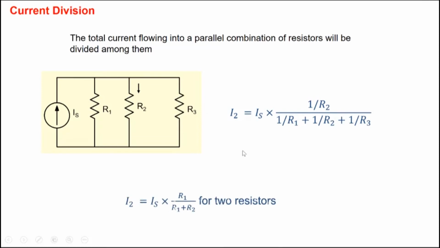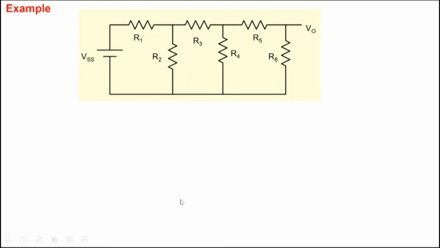And a simpler one where you have only two resistors is often useful. We'll find I2 will be equal to Is multiplied by, since it's I2, the resistor here is R1 plus R2 here. Okay, so a useful result derived using your KCL and KVLs, and can be deployed at many places. Okay, so let's come back and see how we use those results here.